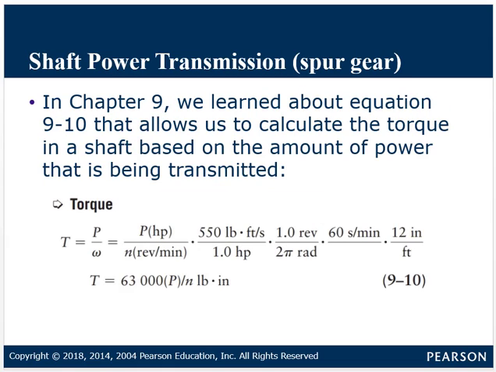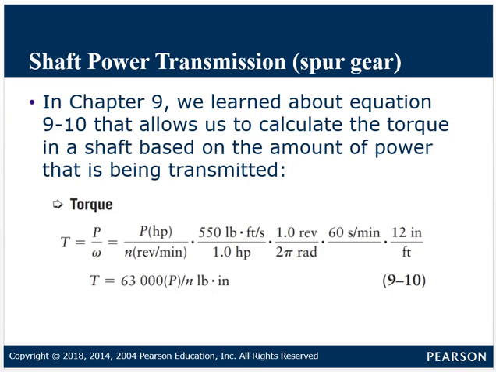Now, if you remember in Chapter 9, we learned about equation 9.10 that allows us to calculate the torque in a shaft that's based on the amount of power that's being transmitted. Now that equation is torque equals P over omega, which is the angular velocity of the shaft.